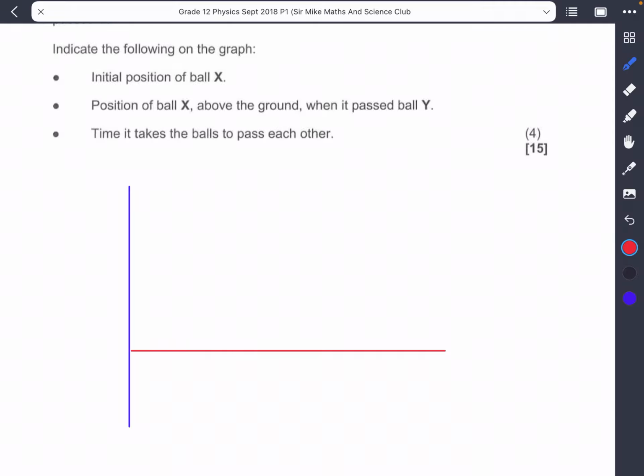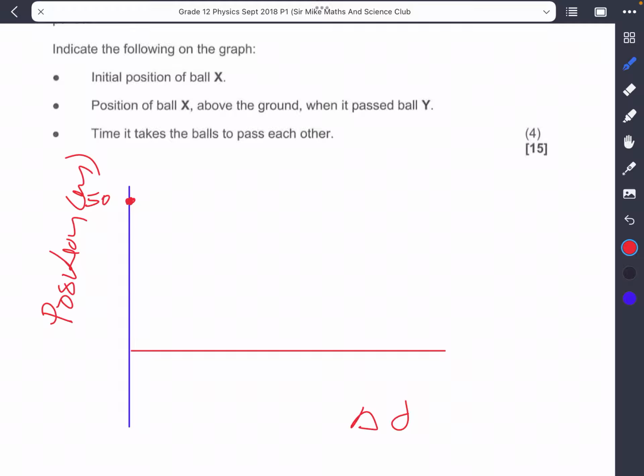So in this case, this would be the position, in meters, and this would simply be time. So we know that ball x was thrown from a 50 meter high balcony. In this case, this would be where ball y would be, so we would have ball y being 50 meters initially above the t0. So this would be 50.